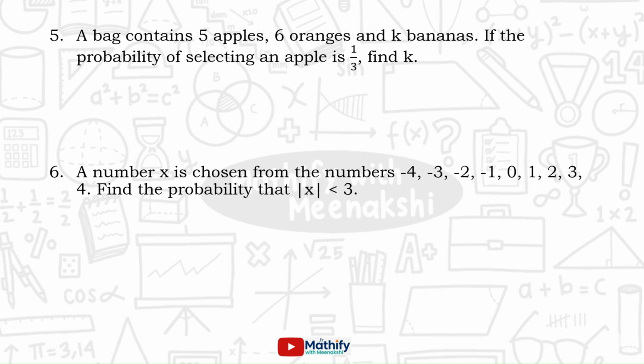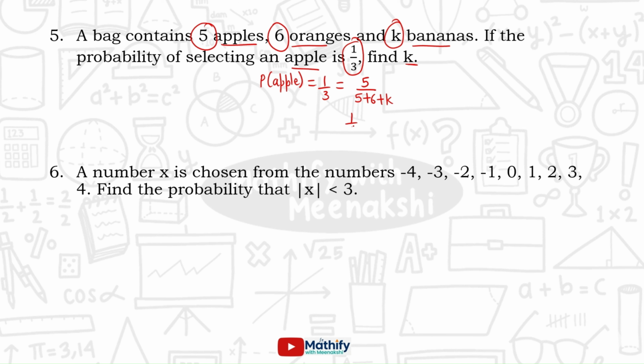A bag contains 5 apples, 6 oranges, and k bananas. If the probability of selecting an apple is given to you as 1 by 3, you have to find k. That means number of bananas. Now here it's given that probability of apple is 1 by 3. And what is probability of an apple according to you? It should be number of apples divided by total number of fruits. It is 5 plus 6 plus k.